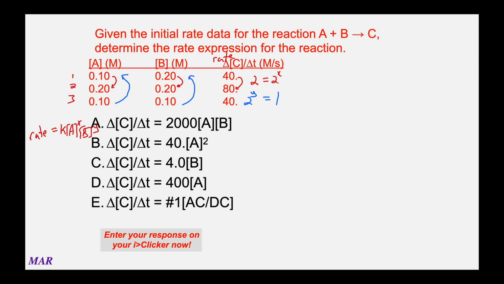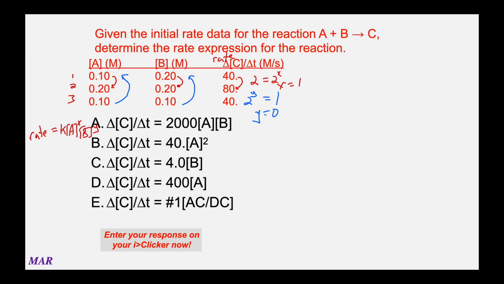So notice here that the order with respect to B, where B changes, will be different than the order with respect to when A changes. 2 to the Y equals 1. The only way that that can work mathematically is if Y equals 0. So in this problem, we have X equals 1, and we have Y equals 0.